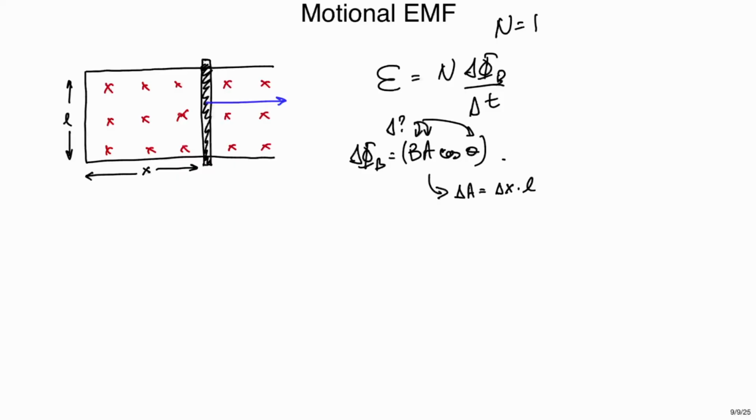So now I've got to put this all together. I'll have an EMF equal to, and you'll notice I dropped my minus sign because I'm not doing Lenz's law right now. I'm just going to put in 1 for n so I can stop worrying about that. So what have I got? I've got B times delta X times L, that's the area. And then what's the angle here between the area of the loop and the magnetic field?